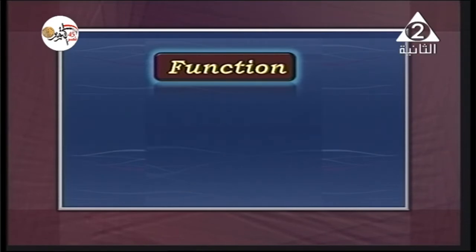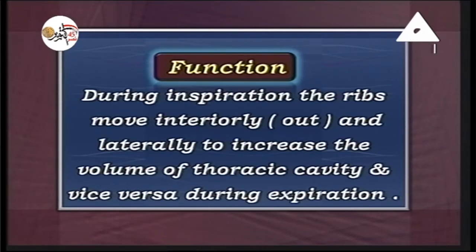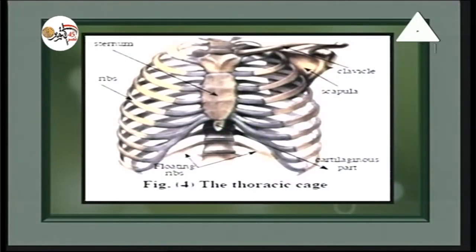While during inspiration, the ribs move outward and laterally to increase the volume of the thoracic cavity, and vice versa during expiration, or exhalation, releasing the air. This is your thoracic cage, okay? Who can tell me the shape of the thoracic cage? Is it cuboid or triangle or whatever? Actually, it looks slightly conical in shape.